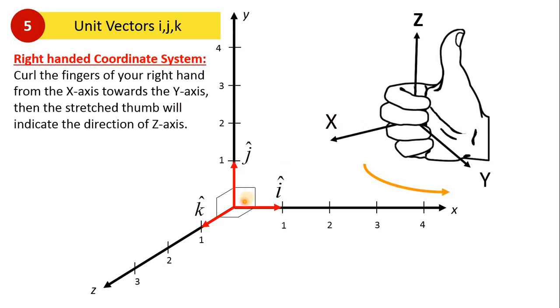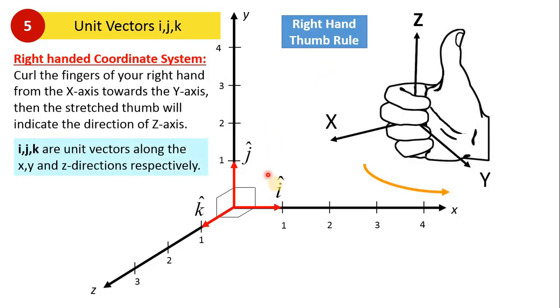Try it with your right hand. First put all 4 fingers along the direction of x and curl them towards y, this side. Then you will see that your thumb is coming out of the plane of the screen. That is the z direction. This z axis is actually perpendicular to the plane of this screen and coming out. So you curl your fingers from the x axis towards the y axis, then the thumb should point outwards. This kind of rule is called the right hand thumb rule. That means curling the fingers of the right hand from the x axis towards the y axis, the thumb gives us the direction of the z axis. This is called the right hand thumb rule.